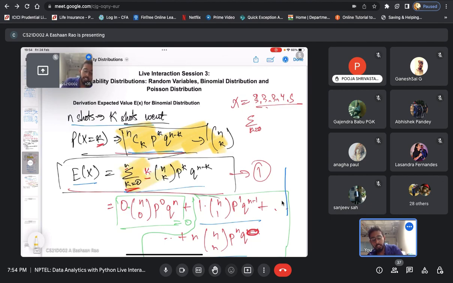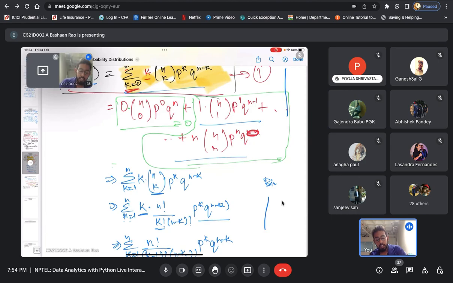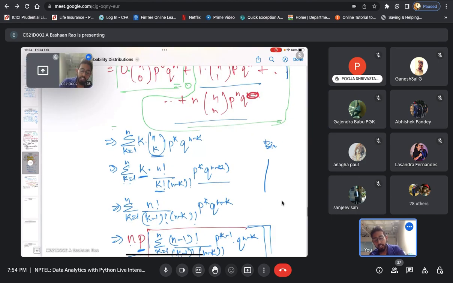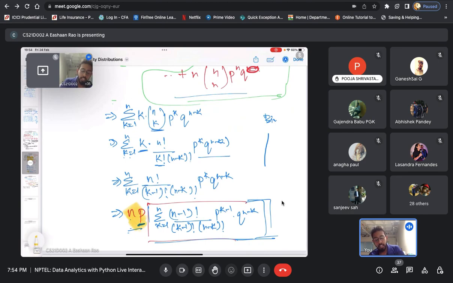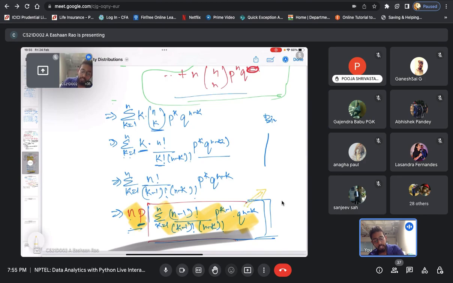I will take a summation where I will put the value of k, and I will try to find the value of each instance of k shots, and then we did some derivation there. From that derivation we were finally able to extract np, and whatever the remaining equation is there, we try to convert that to 1, such that I will get np as a value.